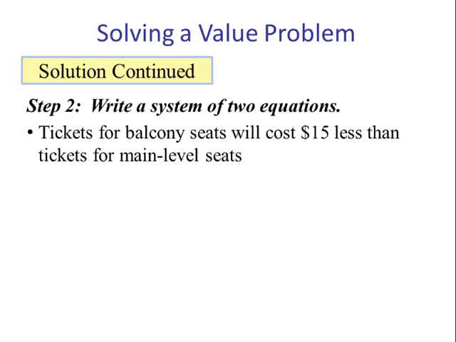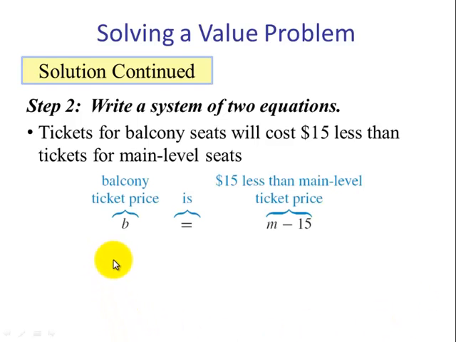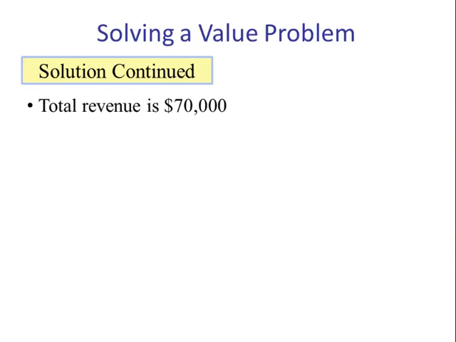So the first equation will be expressed from knowing that the balcony seats cost $15 less than the tickets for the main level seats. So we would say B, the balcony ticket price, equals 15 less than the main level ticket price, which would be M minus 15. So we have our first equation. We want the total revenue to be $70,000.